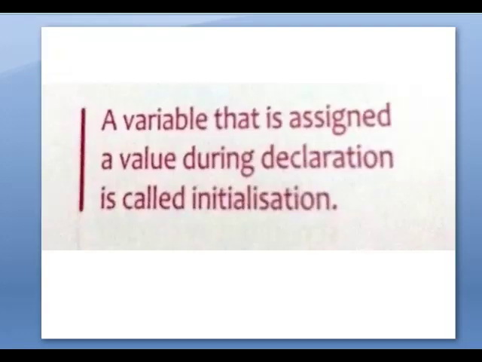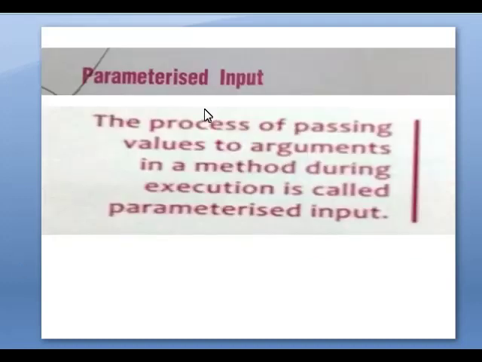A variable that is assigned a value during declaration is called initialization. When we are writing the program, if in the program itself we are giving the value to a variable, it is called initialization. Okay students, the next one is parameterized input. Parameterized input means the process of passing values to arguments in a method during execution. So we are going to assign the variables inside the function.